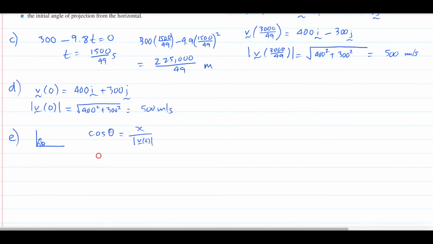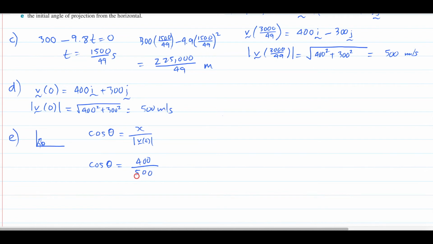So now let's have a look. Cos theta, theta is what we want to find, equals what is the coefficient? So the coefficient of your horizontal position right here is 400. So at the start, we're throwing it at 400i plus 300j. The j is not counted. We only want what angle it makes with the horizontal, okay? So the x-axis right here. So 400 divided by the magnitude. The magnitude we know is the speed, which is 500.